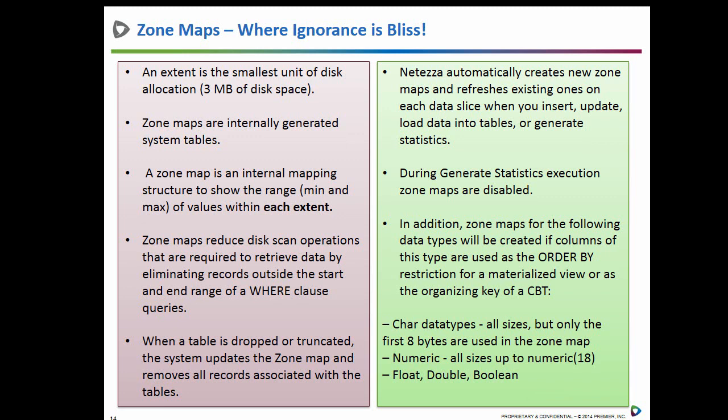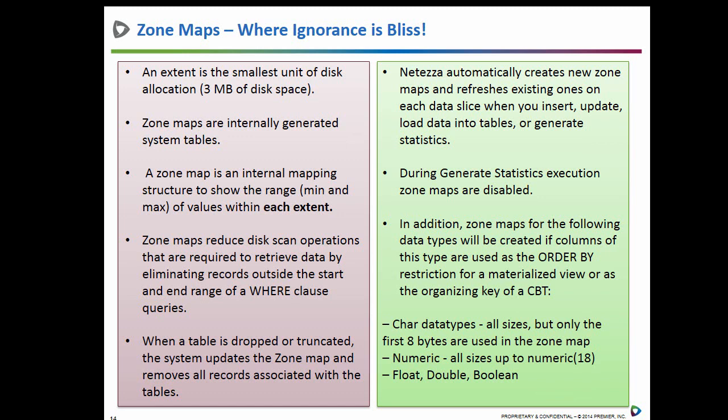When a table is dropped or truncated, the system updates the zone map and removes all records associated with that table. Netezza will automatically create new zone maps and refresh existing ones for each data slice or data disk when you do insert, update, and load operations on a table, or when you manually generate statistics. Zone maps will be disabled when you execute the generate statistics command.